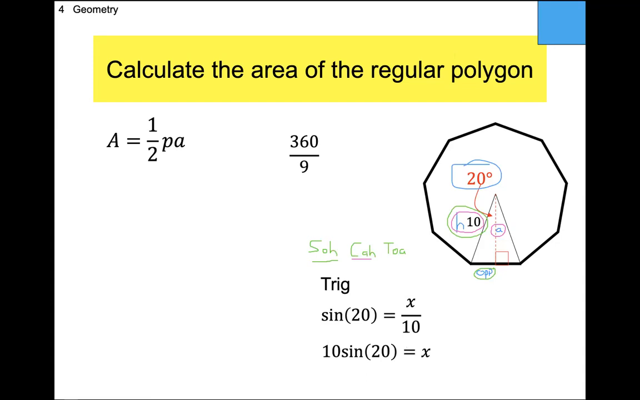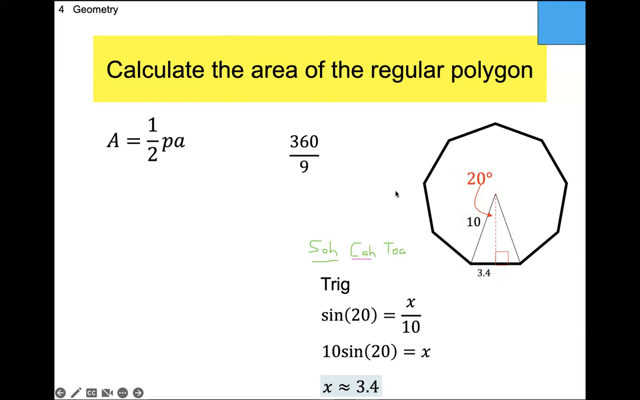10 sine 20. You're going to have to round, and I'm getting about 3.4. Make sure you do that and verify it so you're getting what I'm getting. All right, so what did I just calculate? I calculated this portion right here in green. So I'm going to erase all of my horrible handwriting so I have some room here.